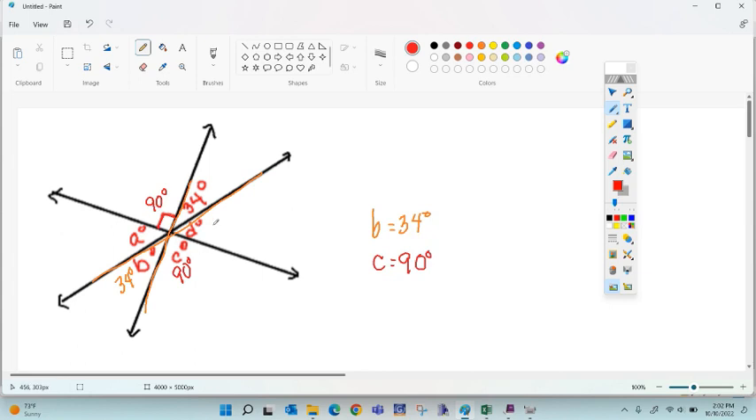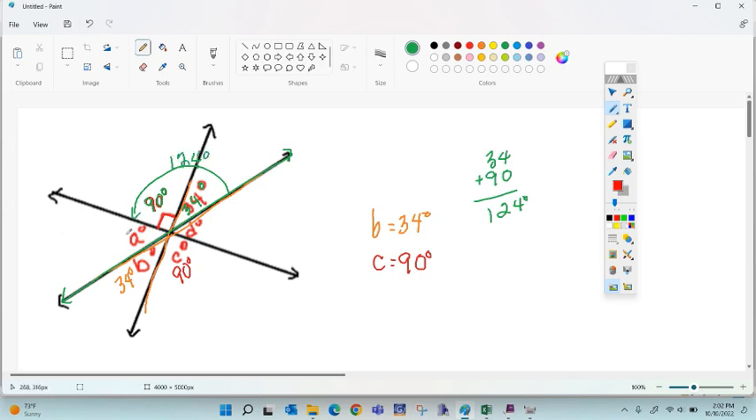So then that leaves us, well, what about D? Well, interestingly enough, all together up here, we have a line. So it's kind of like doing the linear pair postulate, but we've got 3 angles now. They all make a line together. So I've got my 34 degrees, and I've got my 90 degrees. So 34 plus 90, 124 degrees, takes me all the way from here to here.